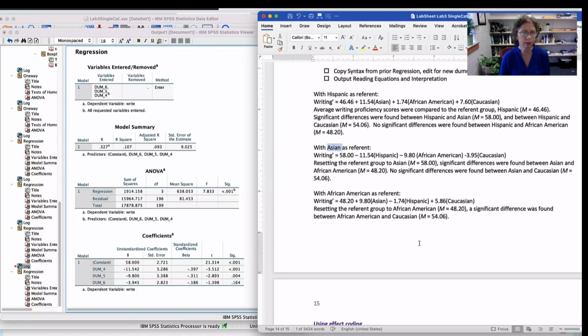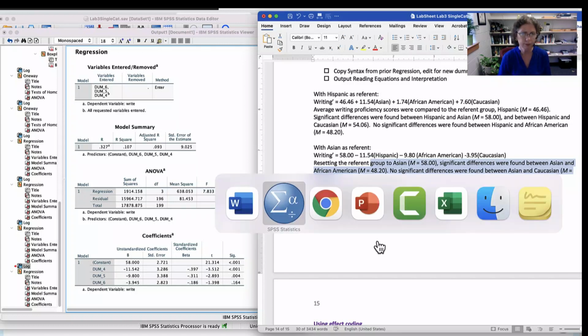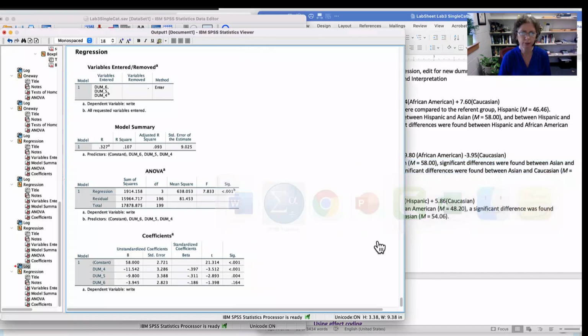Okay, one more, because what we don't have yet is between African American and Caucasian. Notice how the paragraphs start getting smaller. I don't have to write up everything that we already know. We're running the other regressions so that we can get to the information and the comparisons we don't have yet. So I have one more. It does mean I got to make another 3 dummy codes to run that last regression.